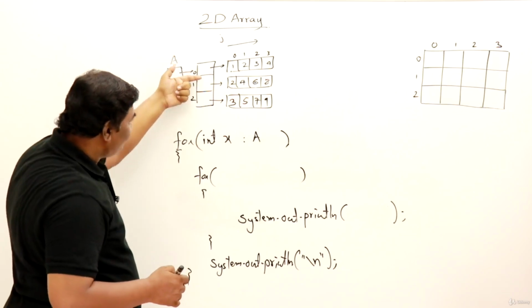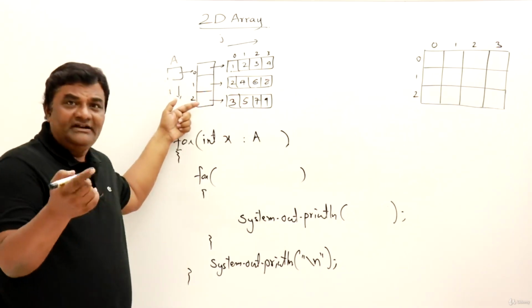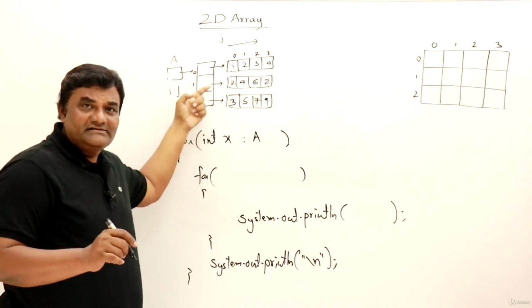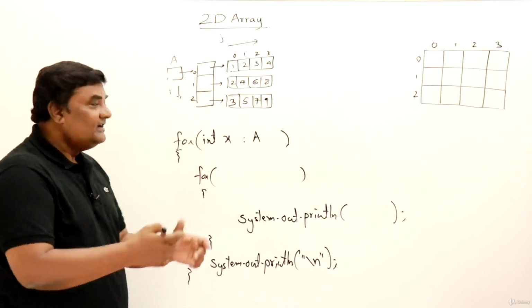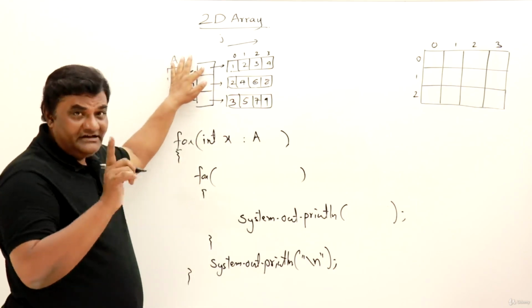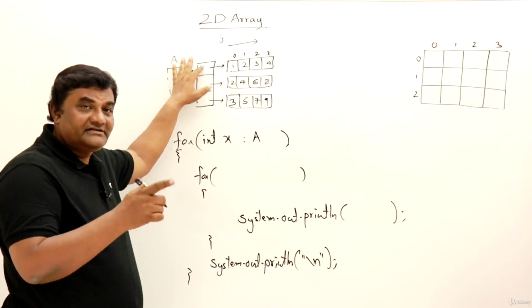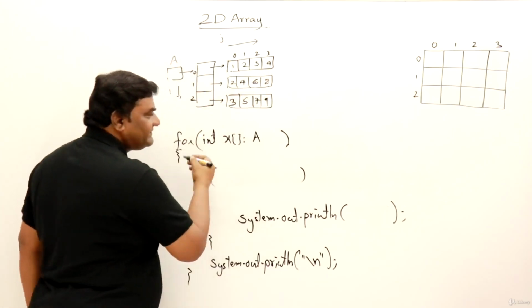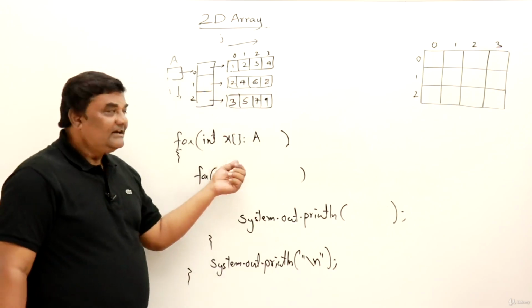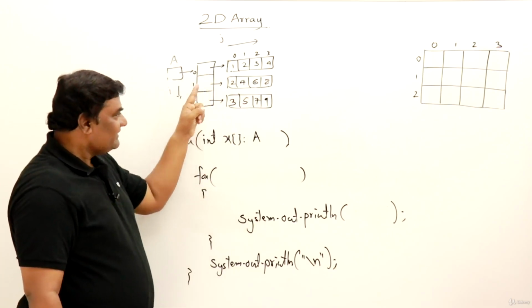So what are the elements in this array? This is not having elements. Then what are these? These are not elements. These are references to arrays. So these elements are not integer elements. These are references to integer arrays. So this should be a reference. Now x will become first reference, then next reference, then next reference.